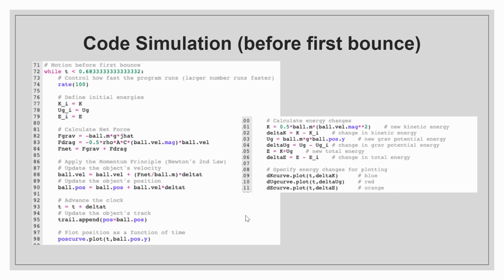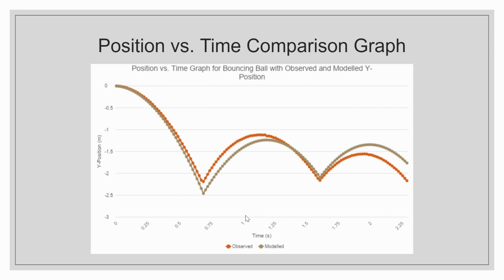In each while loop, the initial energies were redefined, the net force was recalculated, and the momentum principle was applied to predict the new motion of the ball after a time step. The clock was advanced, and the energies and changes in energy were calculated, and all of that plotted. The resultant model data was compared with the observed data, and both lines seemed to match relatively well before the second bounce. After the second bounce, the model clearly overpredicted the velocity and kinetic energy that the ball had.